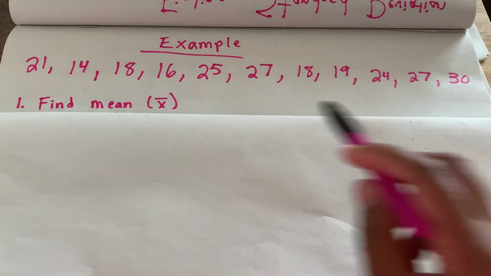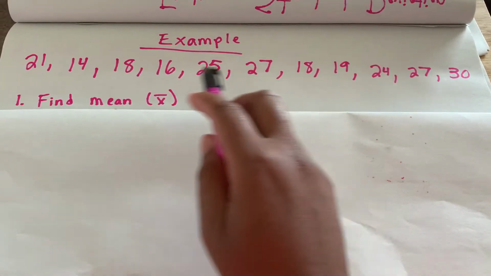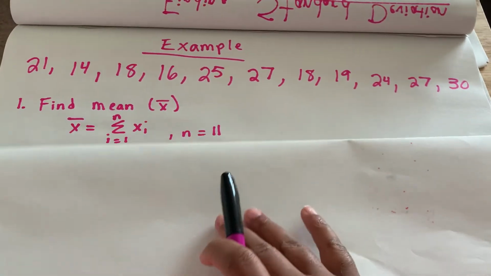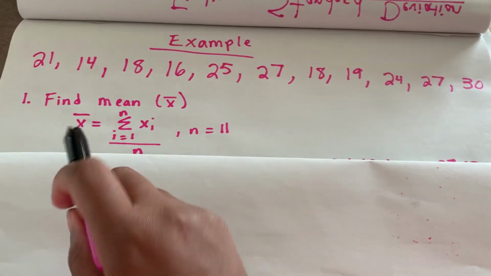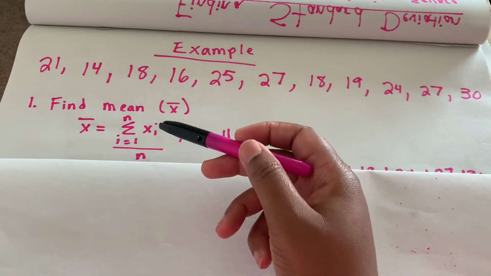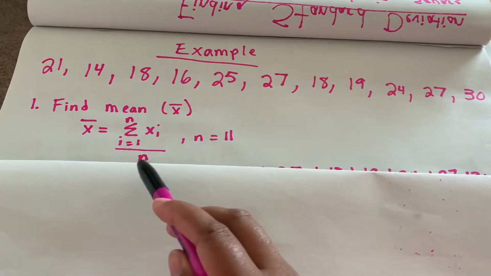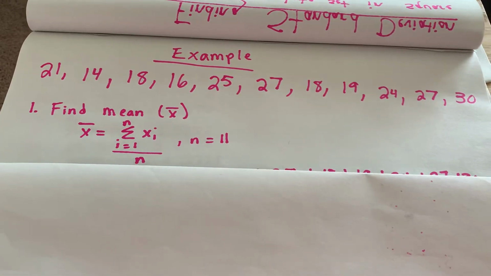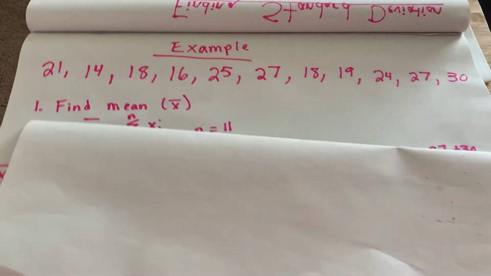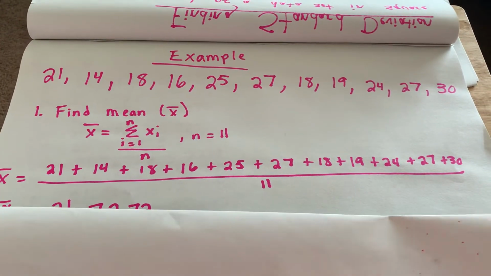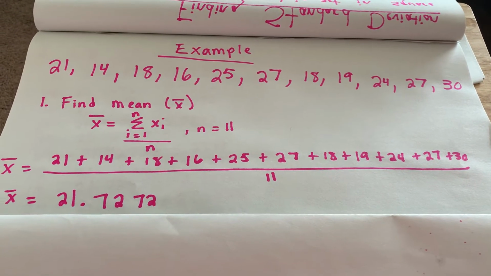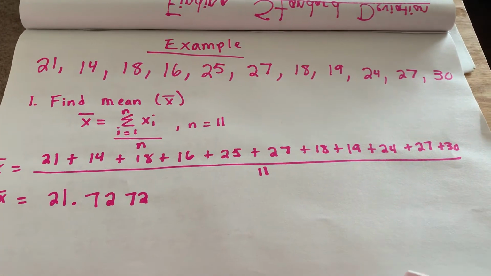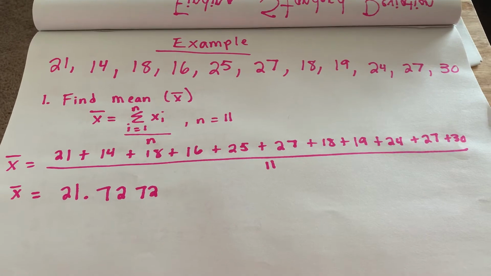So you find the mean by adding up all the values in the data set and dividing by however many there are. So in this case, our x bar, which again is the sum of all of our terms divided by however many there are. There are 11 terms, so n is 11. In this case, when you add up all of your terms and divide by 11, your sample mean is 21.7272. But you should check that as well.